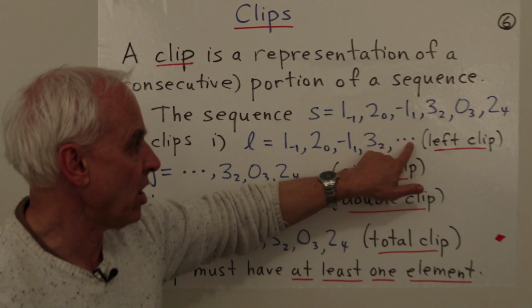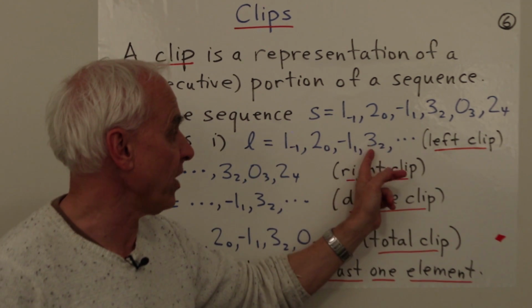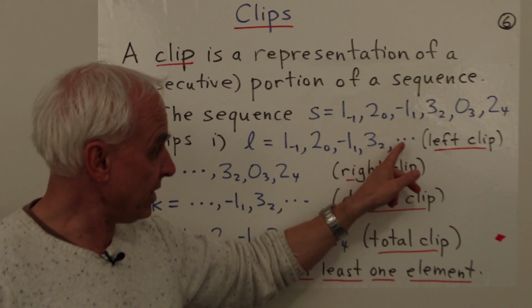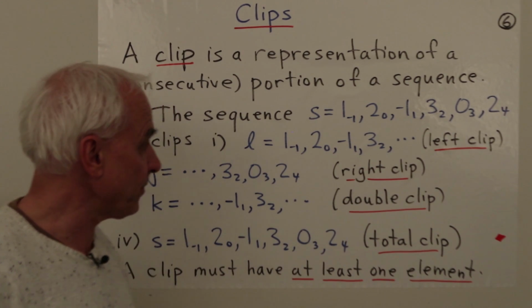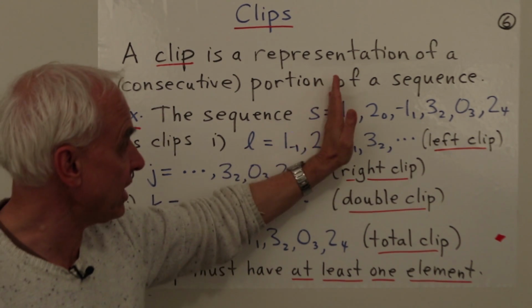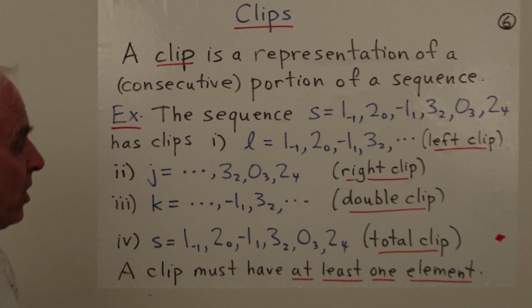But the 3 dots are telling us that there is at least something after this one. This is not the end of the sequence. These 3 dots guarantee that there is actually something further on. We'll call this a left clip because it starts at the beginning or the left point of the original sequence.